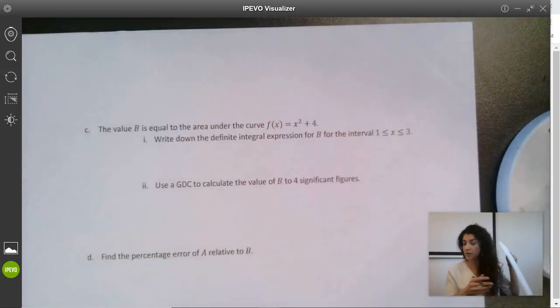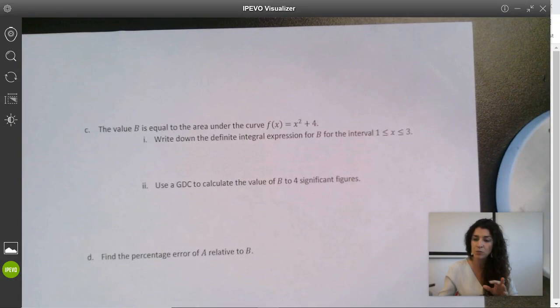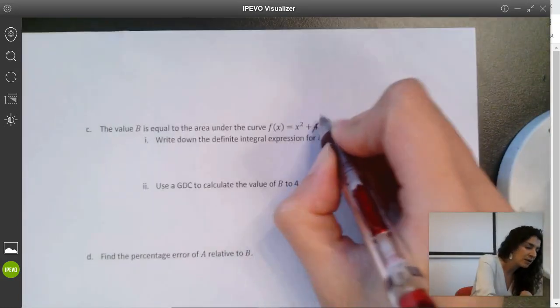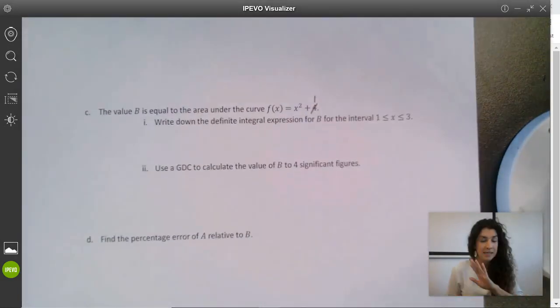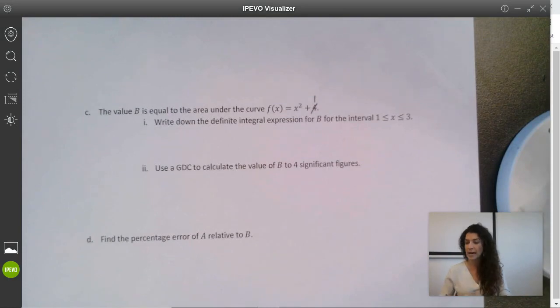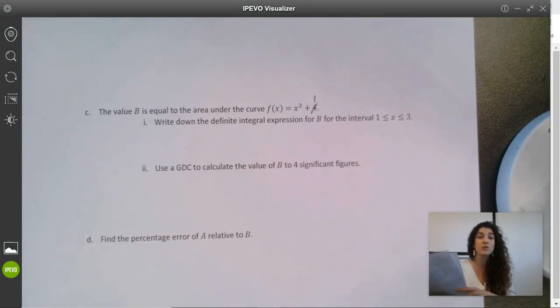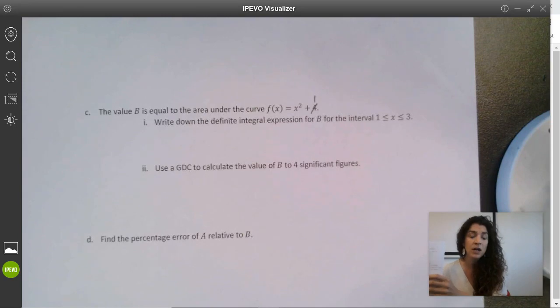Continuing. There's a typo on my version. Maybe you printed it off and there isn't a typo on your version anymore, but that is supposed to be the exact same equation as what we had before. So the value b is equal to the area under the curve of f of x, x squared plus 1.